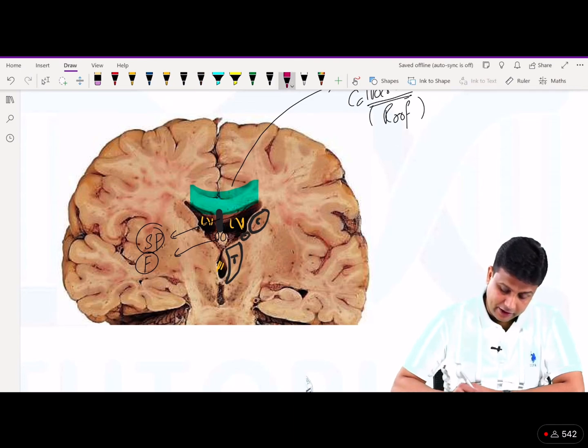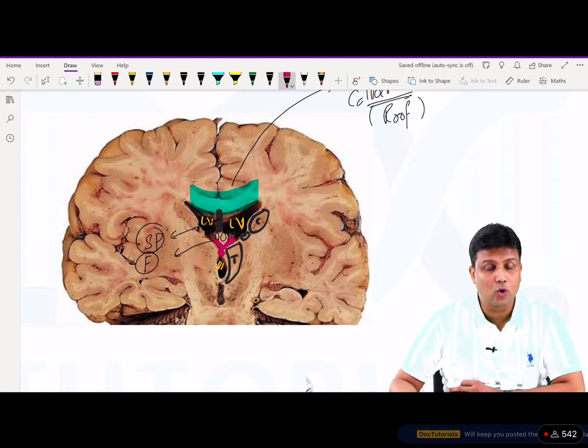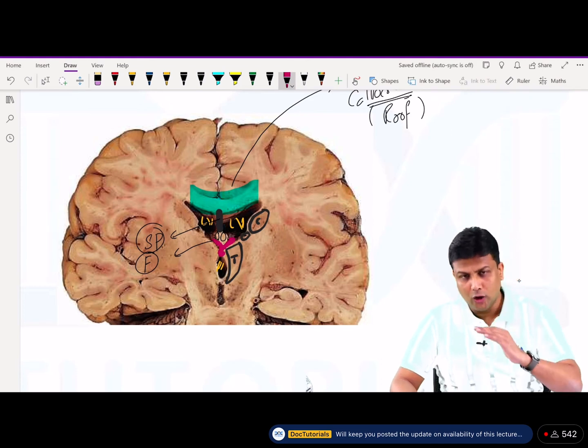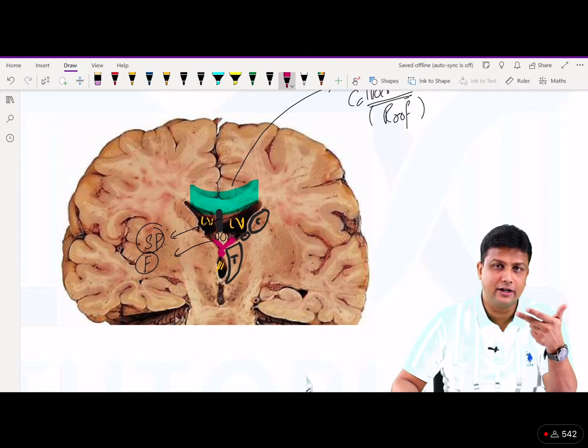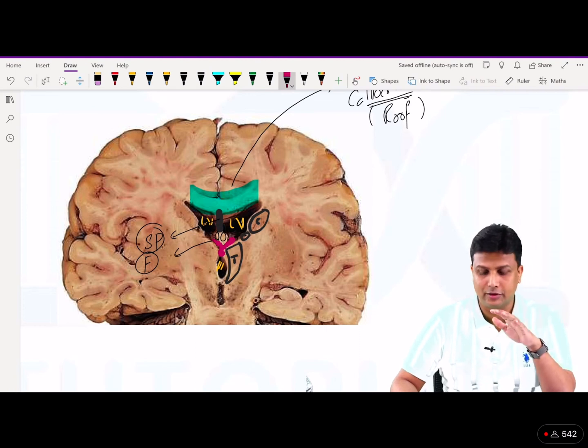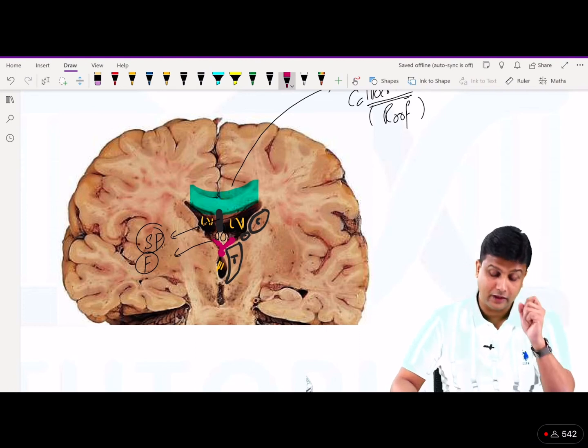Now, apart from that, if you look at this diagram, you will see a network of capillaries, and that is known as the choroid plexus. So, all these structures, that is your caudate nucleus, the thalamostriate vein, and the choroid plexus, are going to form the floor of the lateral ventricle.